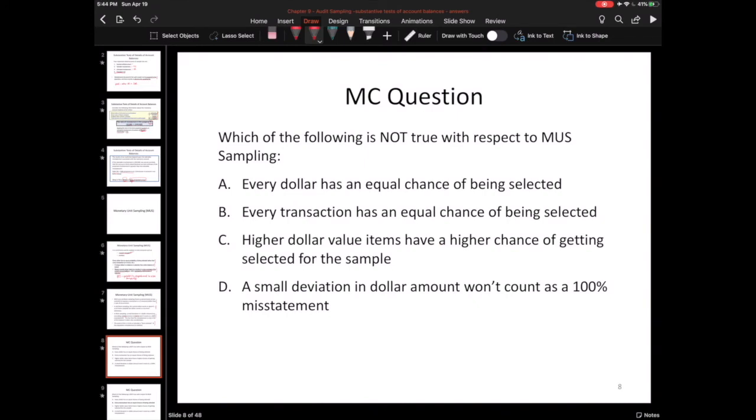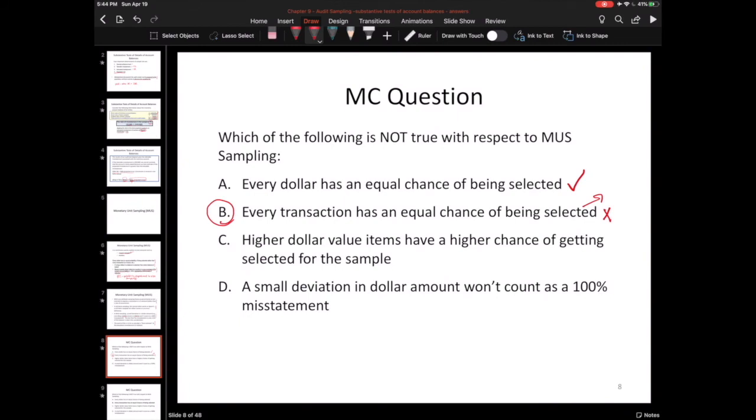So the question was just, which of the following is not true with respect to MUS sampling? First is every dollar has an equal chance of being selected. All right, so we just said that this is true. Every transaction has an equal chance of being selected. A and B are kind of diametrically opposed here. One can't be true if the other is true, so I know one of these has to be true. And this is true for attribute sampling with TOC, but it is not true for MUS sampling. So it's looking like B is my probable answer, but I will keep reading. Okay, C is higher dollar value items have a higher chance of getting selected.